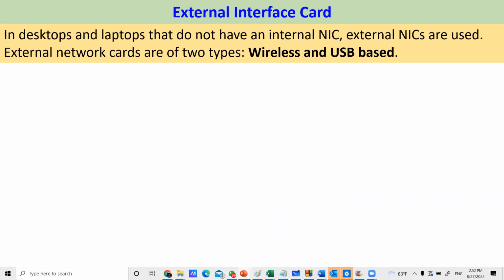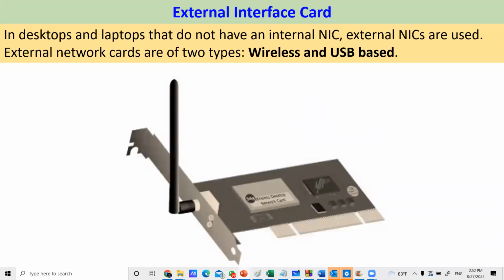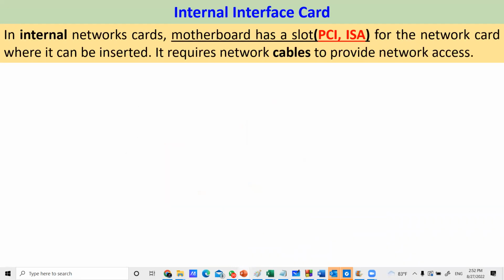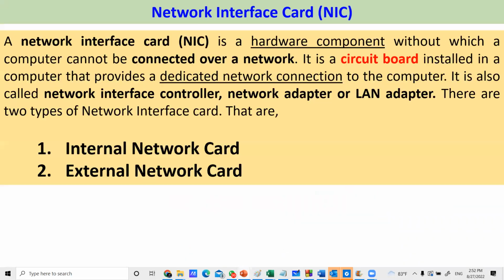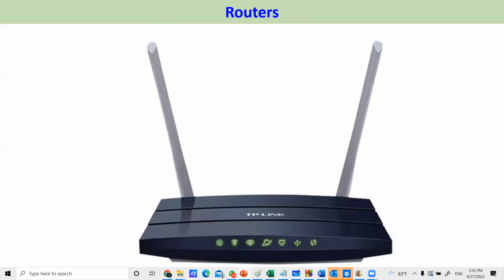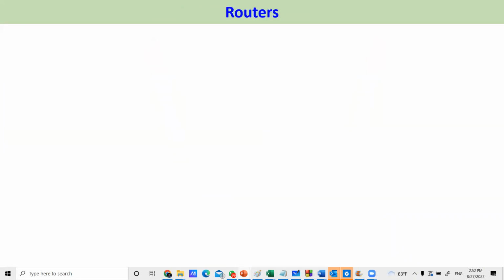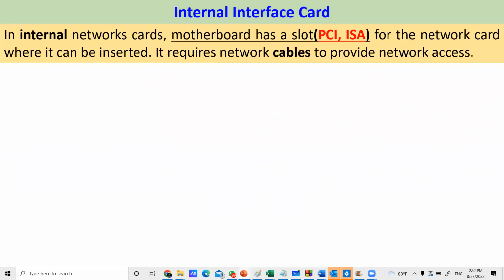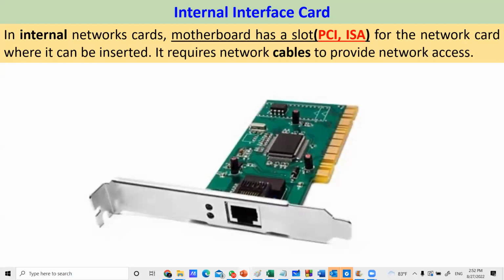Okay, in this session, we learned about bridge, then network interface card, and also we got an idea about routers. Bridge, routers, and network interface card. Network interface cards are of two types, internal and external. These are the points you want to remember from this point.